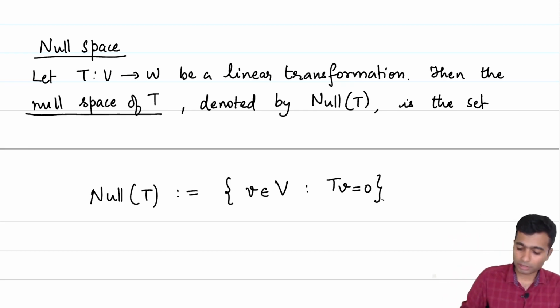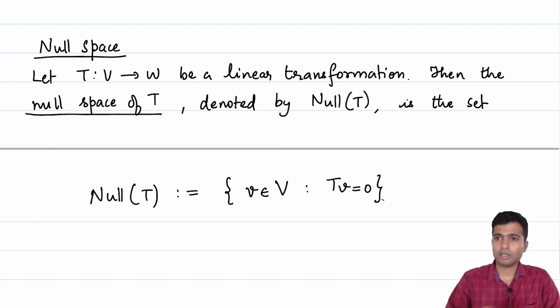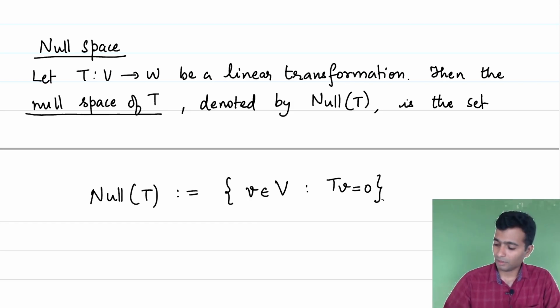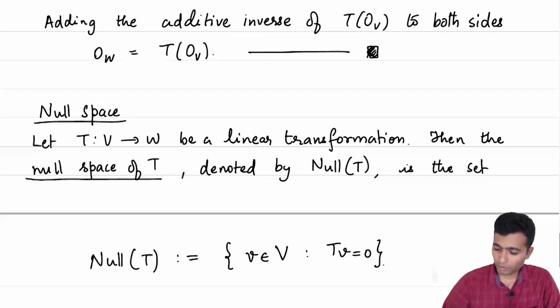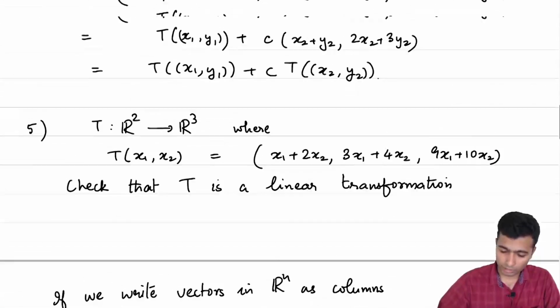So the null space of T is the collection of all those vectors which are killed by our linear transformation T, or in other words, it is the collection of all those vectors in V which are mapped to the 0 vector of W by T. So let's just scroll up, look at our examples and see if we can say anything about the null space.